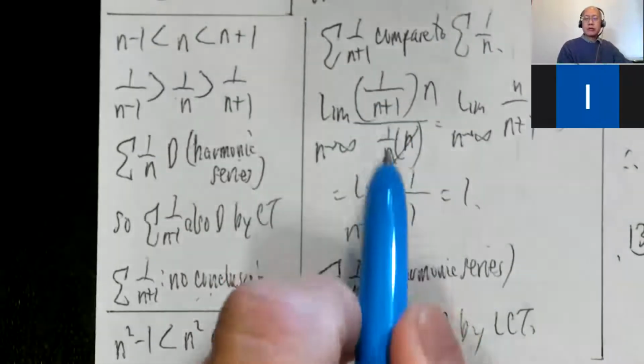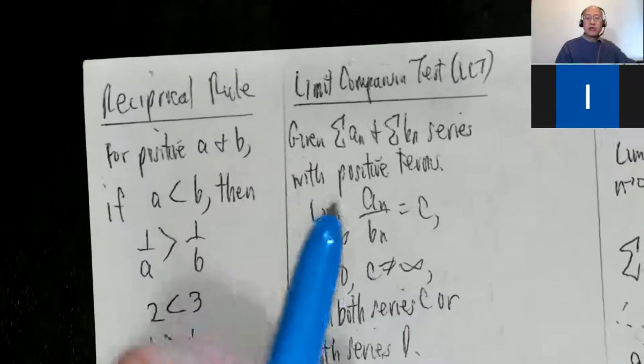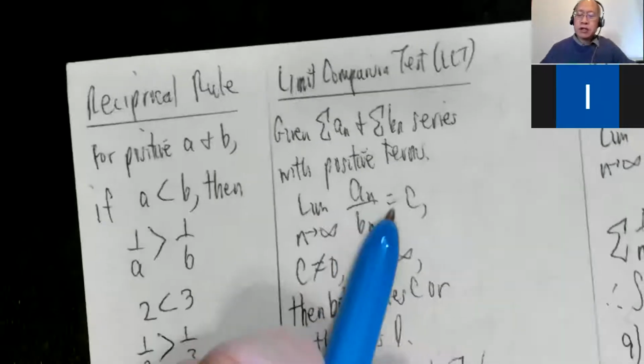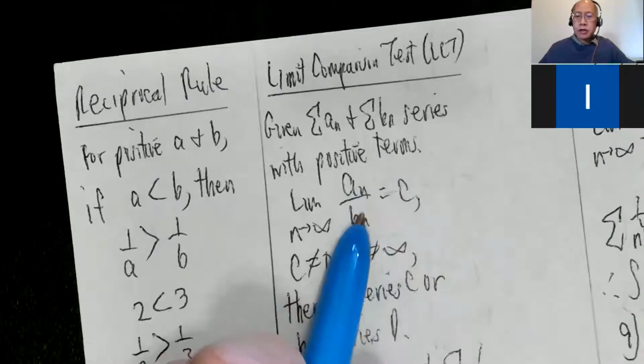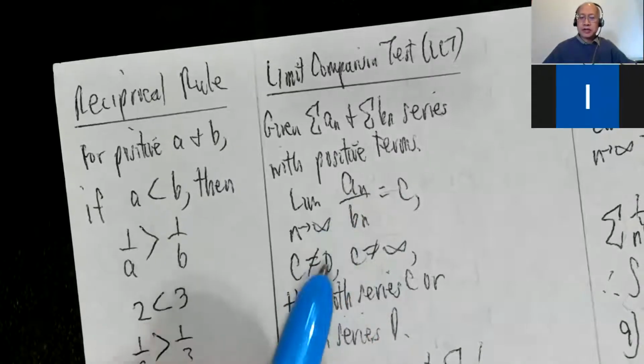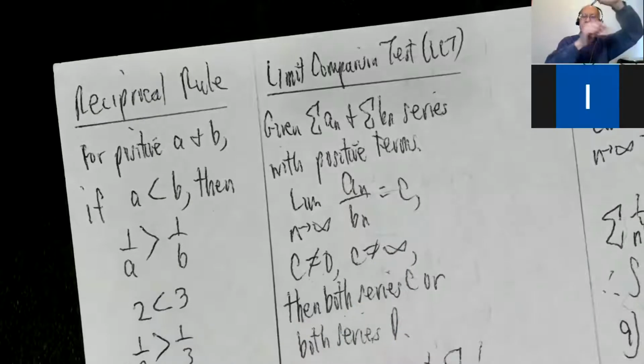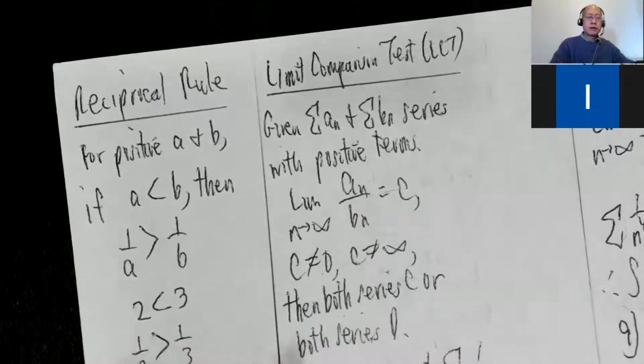So how do you know which one's on top and which one's on the bottom? It doesn't matter. You can't be wrong. Let's say if one way the limit came out to be 7, that works. If you went the other way, the limit would be 1/7. That would still work. It's still not 0. It's still not infinity. So you can't really go wrong. How do I know which one to put on top and which one to put on the bottom? It doesn't matter.